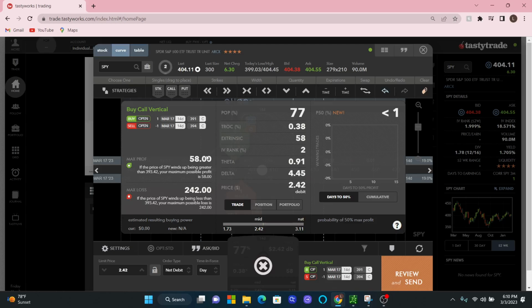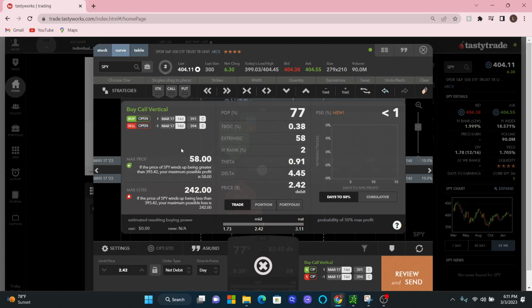My maximum profit's 58. Some people might look at this and say, oh, no, you can't risk $242 to only make 58. Well, guys, the only time that would actually happen is if the stock plummeted overnight. Will that happen? It possibly could. But that's just as likely as YOLOing and winning on an option contract. Now you see where I'm getting at here.